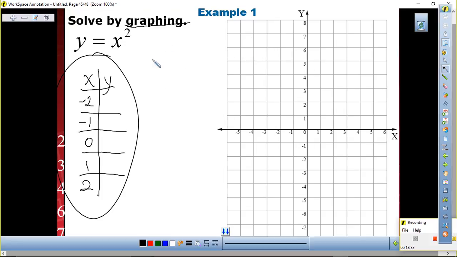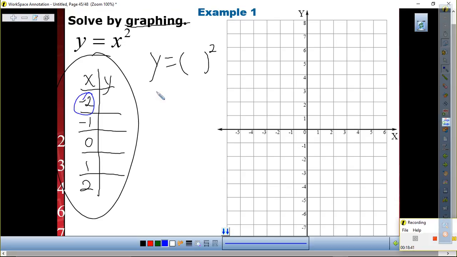Let's write this. Y equals, and instead of x, open a paren, squared. So what is our first value? -2. If we substitute -2 there, what is -2 squared? 4. Okay. Next value, -1 squared. 1. 0 squared. 1 squared. 2 squared. 4. Okay, let's plot those. -2, 4. -1, 1. 0, 0. 1, 1. 2, 4.